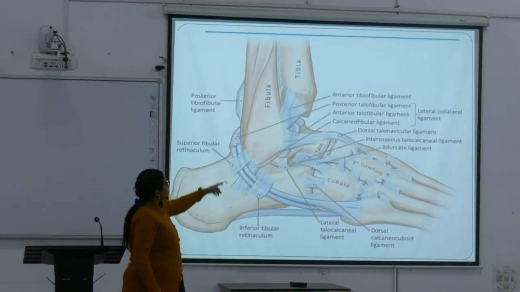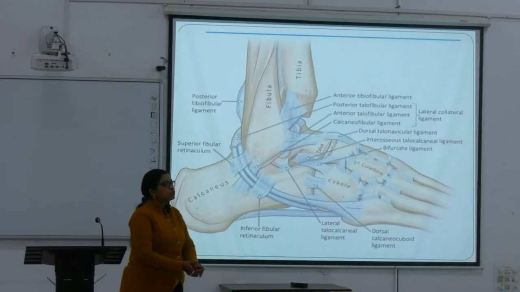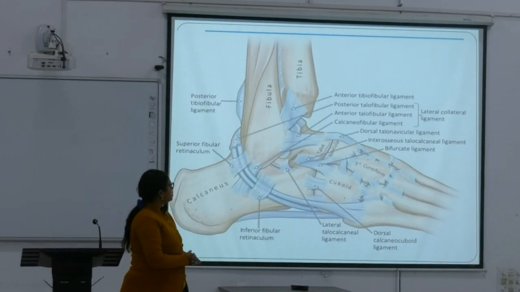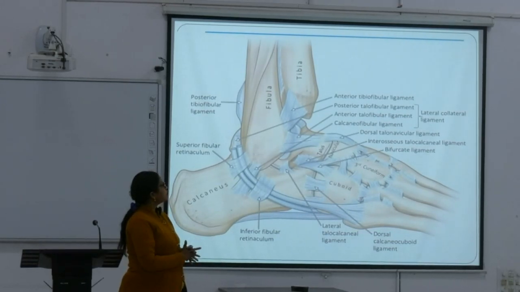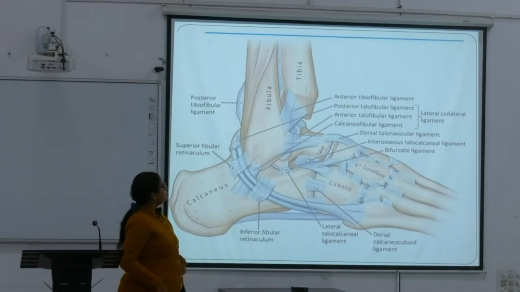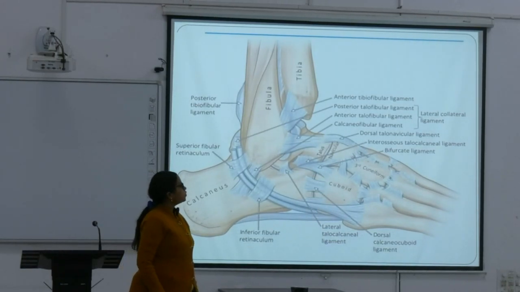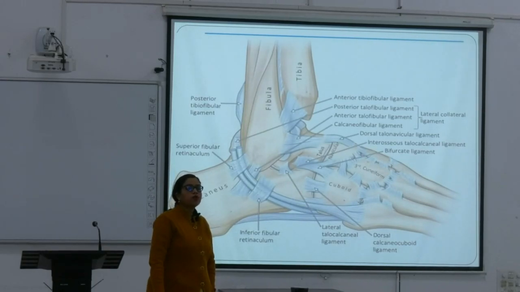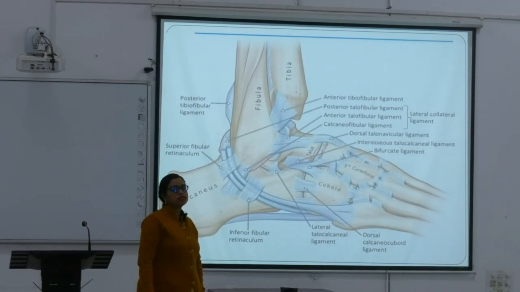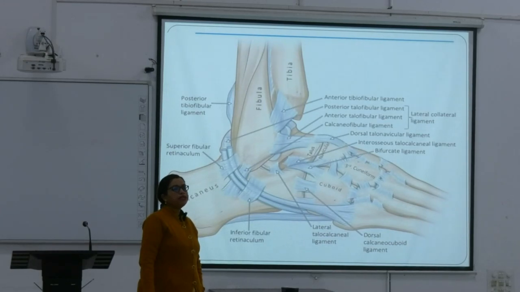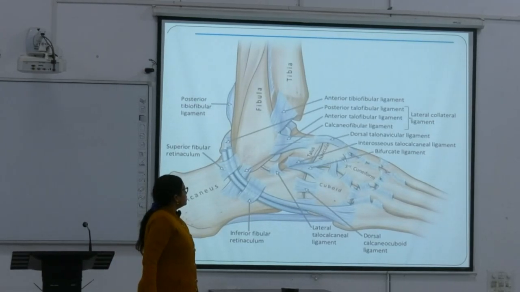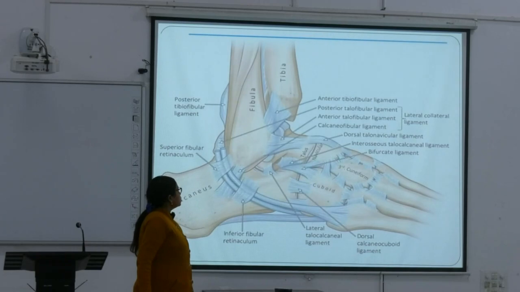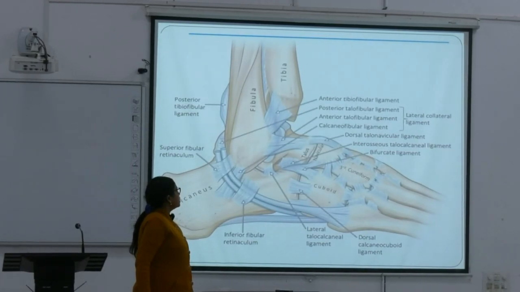Which are the ligaments of the transverse tarsal joint? I told you, the talocalcaneonavicular joint. Which ligaments do you have? Write it down: ligaments of the mid-tarsal joint or transverse tarsal joint. Number one is the dorsal talonavicular ligament.